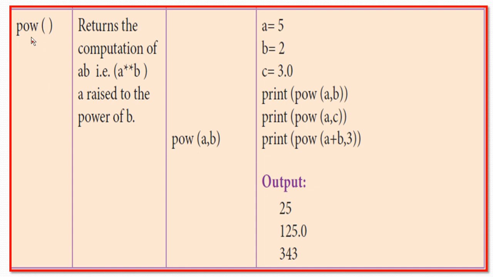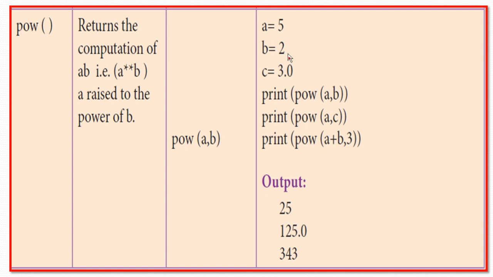Another one, the power function. It is equivalent to a double asterisk b, that is a power b. It returns the computation of a raised to the power of b. General format: pow of a comma b.